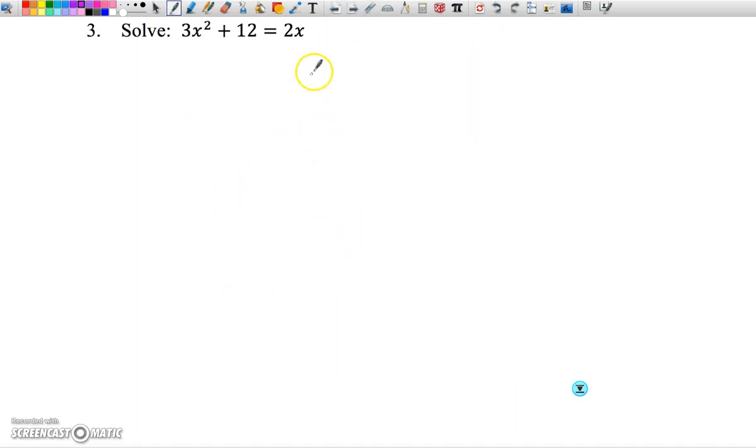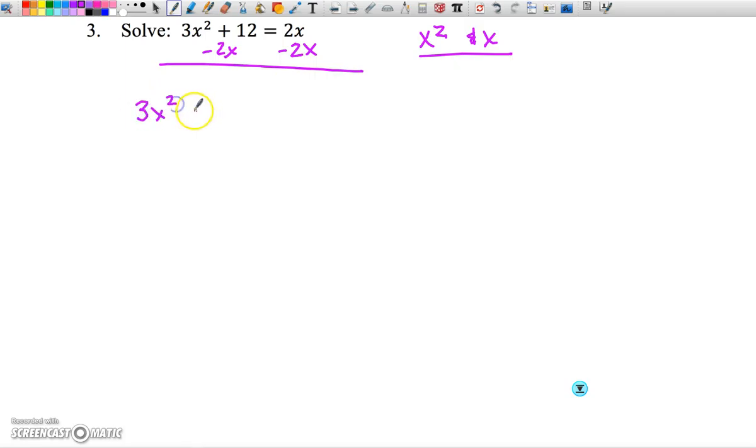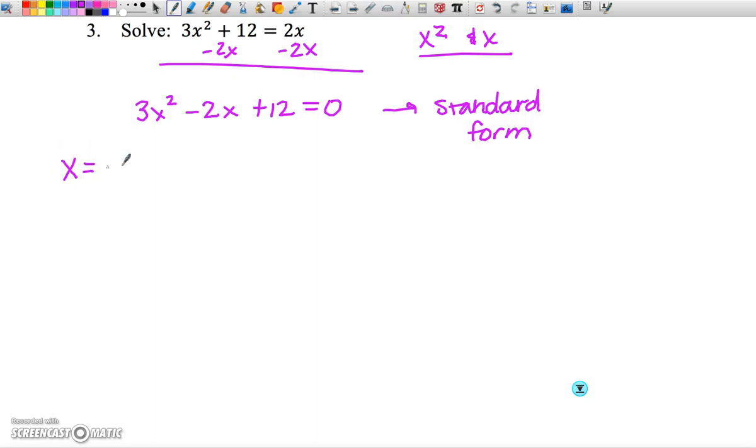All right, number 3. Now you'll see again x squared and x. So we have to do quadratic formula or factoring, and I'm going to go ahead and go with the quadratic formula. First of all, we need to have it set equal to 0. So I'm going to subtract 2x from both sides of the equation and get 3x squared minus 2x plus 12 equals 0. Remember also that you want it in standard form. You don't just want it in any order, because you want to make sure that you have a, b, and c listed correctly. Then write out your quadratic formula.